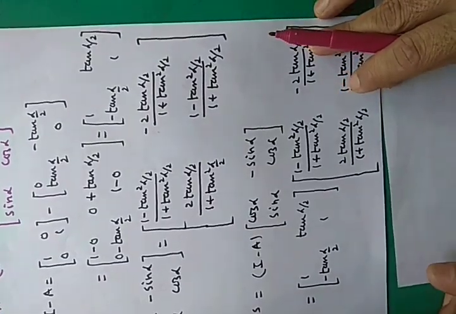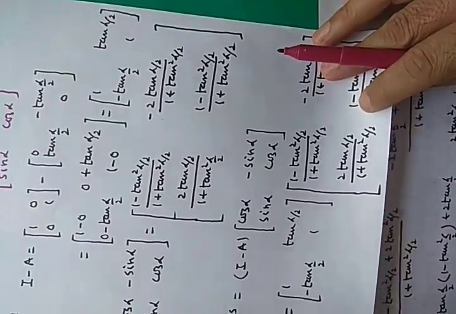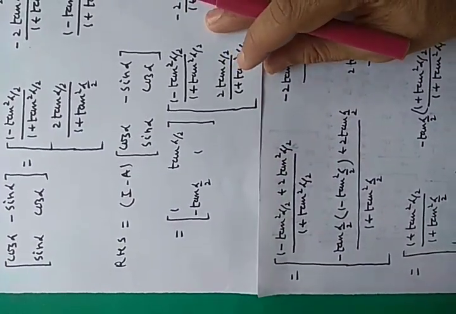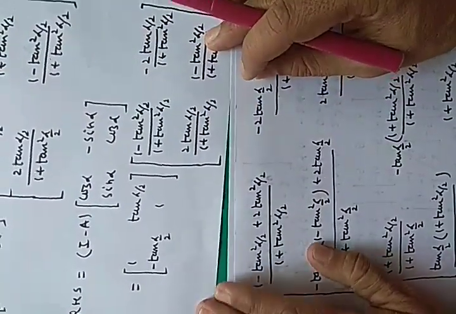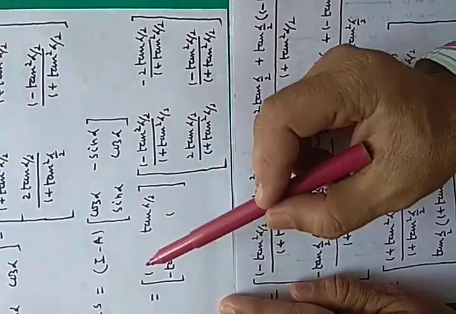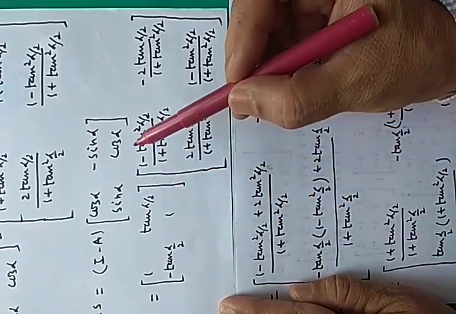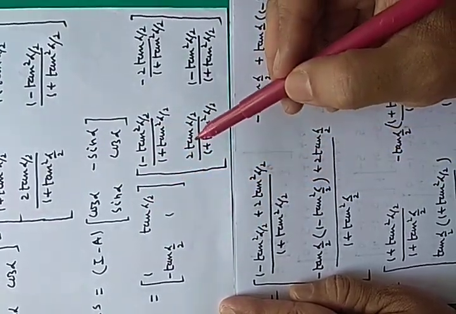Now how to multiply them? Okay, so how to multiply them? So this is important. Now from here you can see we are multiplying them. Okay, so first you have to multiply first row with first column. So you have to multiply 1 with 1 minus tan square alpha by 2. Then tan alpha by 2 with 2 tan alpha by 2.